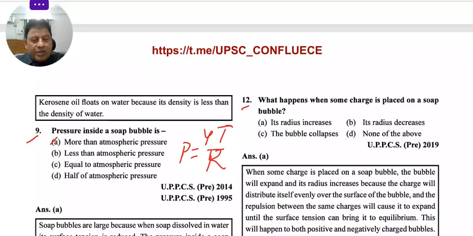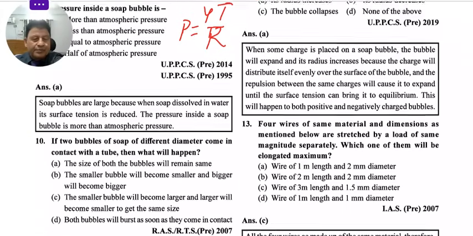Now, come to this question. What happens when some charge is placed on a soap bubble? साबुन के soap bubble, sorry. What happens when some charge is placed on a soap bubble? तो ये डायरेक्ट क्वेश्चन है. Its radius increases. याद रख लीजिएगा ये. Remember this.